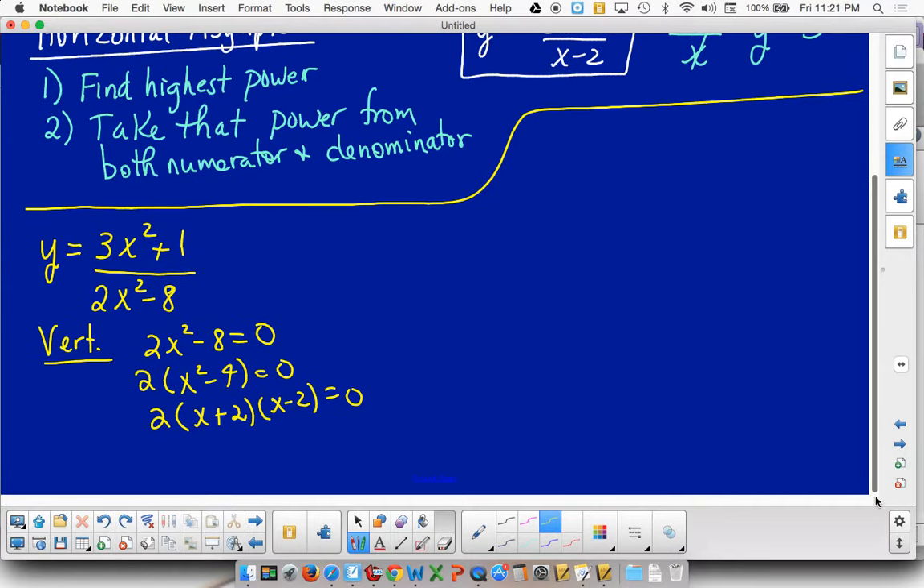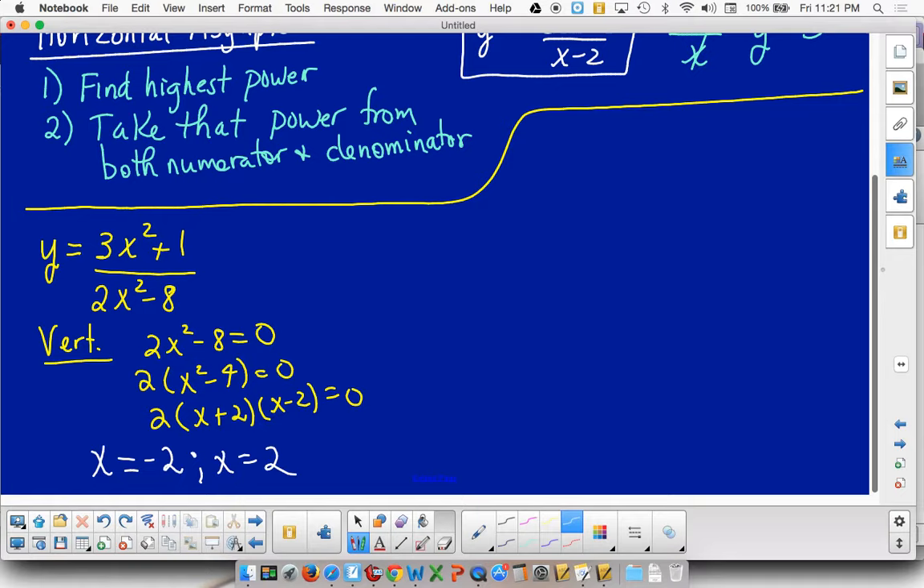Okay, but you do have to remember vertical asymptotes must be written as vertical lines. All vertical lines are written in the form x equals. So your actual final answer would have to be x equals negative 2 and x equals positive 2 for your vertical asymptotes.